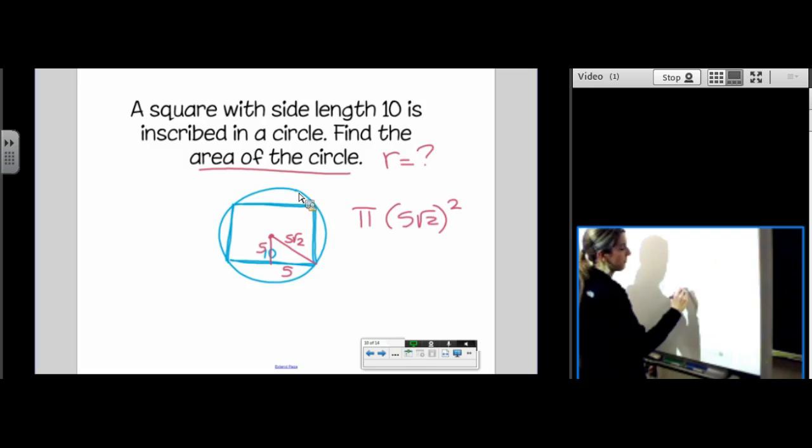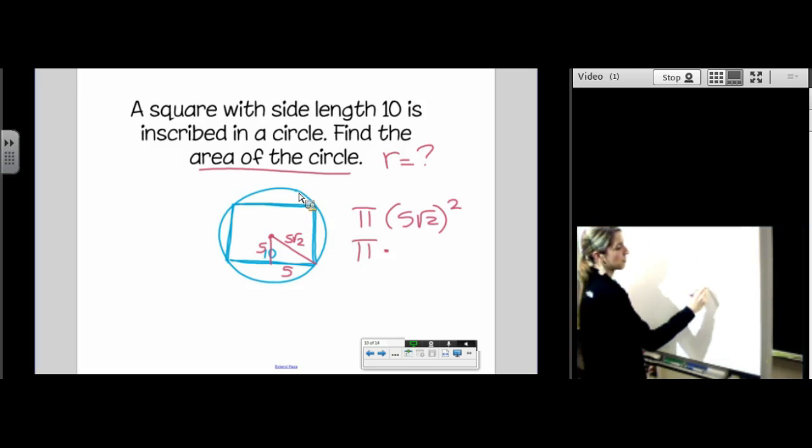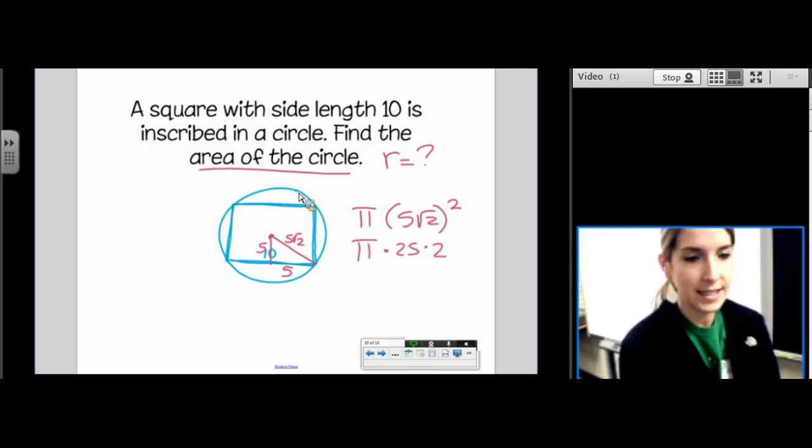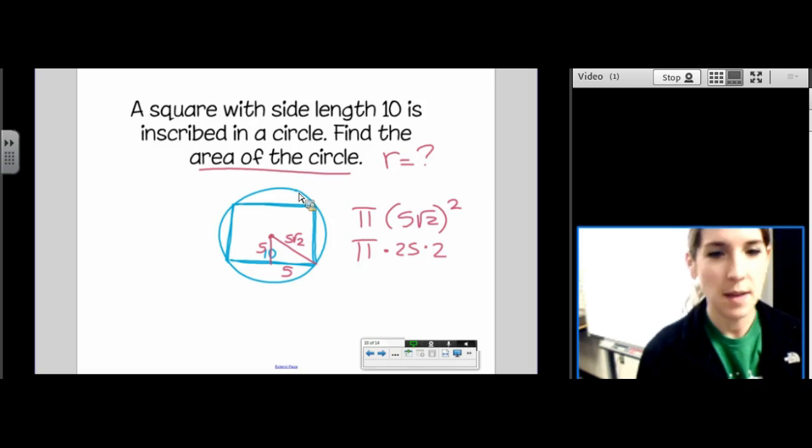So pi times, let's see, 5 squared is 25. Square root of 2 squared is 2. So the final answer to this problem is 50 pi. Good. 50 pi.